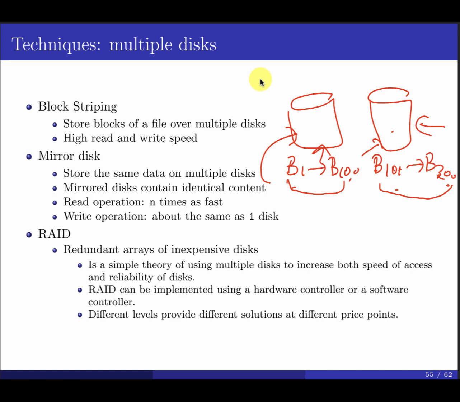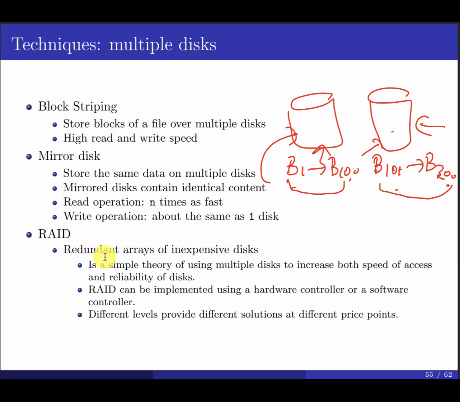Now, when we access the data, suddenly we have different places to access. Block 1 from here, maybe block 2 from there. But the read operation is going to be n times faster, depending on the number of disks that we have. But the writing operation is going to be what? The same as one disk, because you update one block on one disk, then you need to propagate the change to the other disks, right?